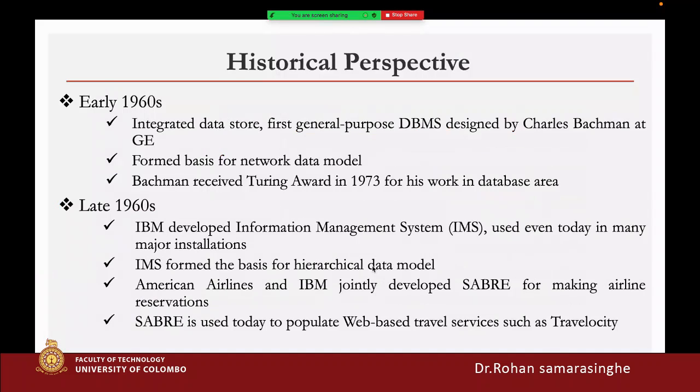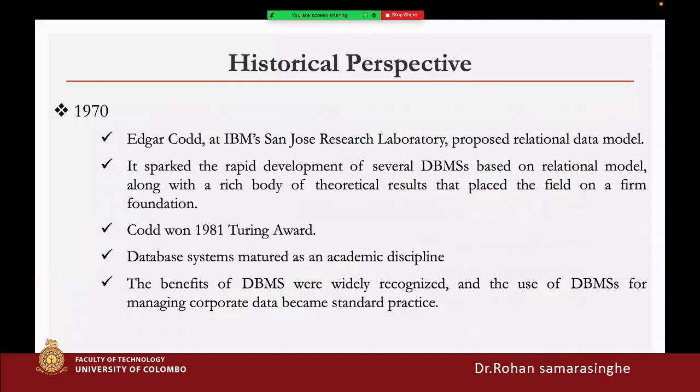So then I explain late 1960s and 70s, Codd. He worked at the IBM San Jose Research Lab, and he proposed the relational data model. He first introduced this relational model to IBM, and it sparked the rapid development of several database management systems based on this relational model. The relational model was very famous.